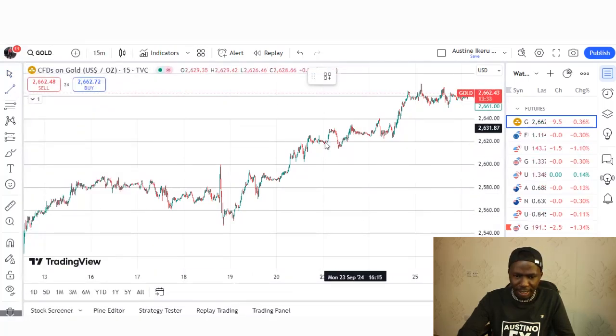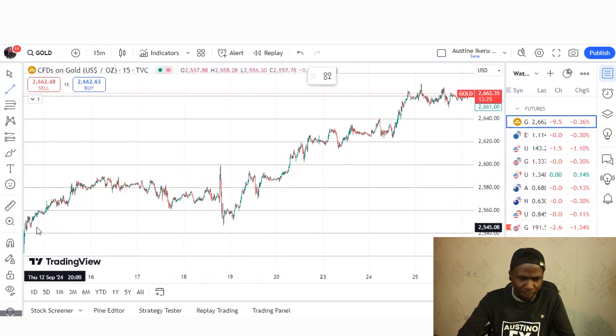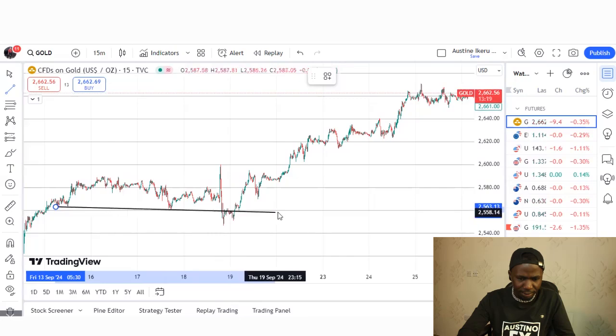So now you can clearly see that the market goes up. Let's start from here. The market goes up here, then makes a pullback here. This is where you're expected to take a buy trade.